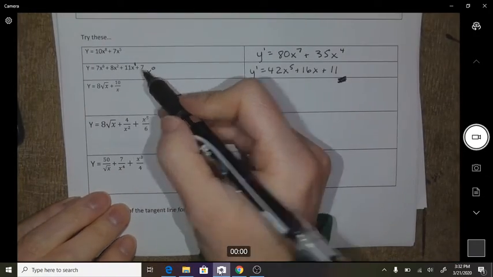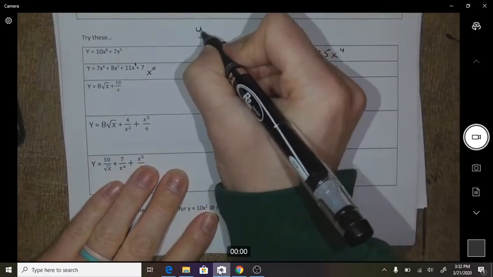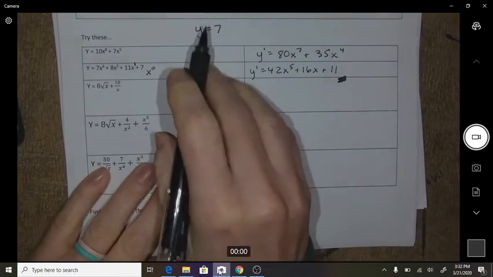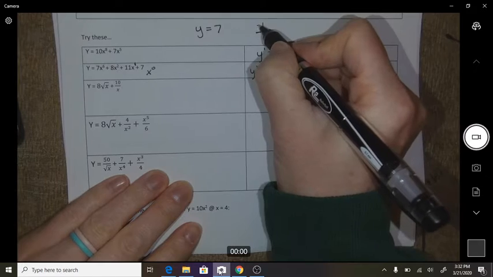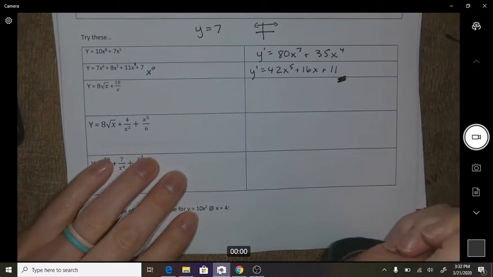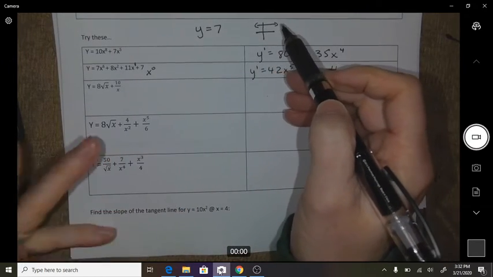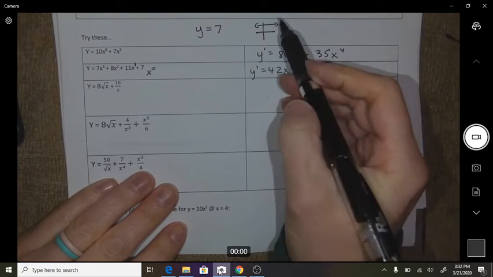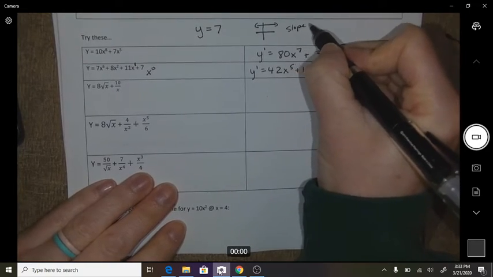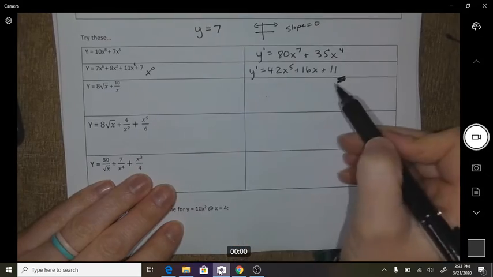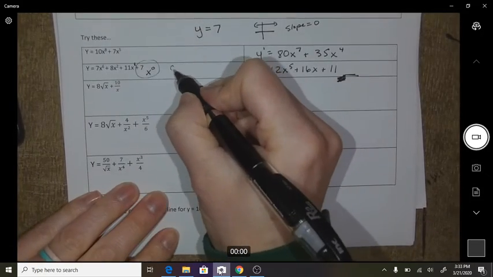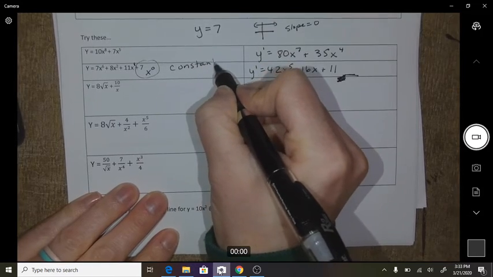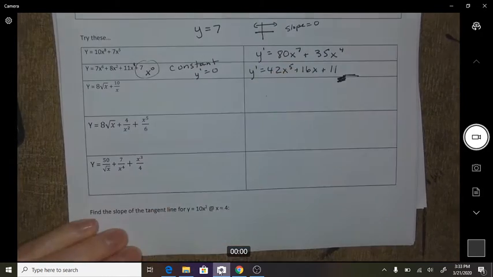So if you think about something like this, if I just had that, it would be graphed like that, a flat line at 7. So what is the slope of that line? The slope is 0. That's why the derivative is 0. So any constant will have a slope of 0.